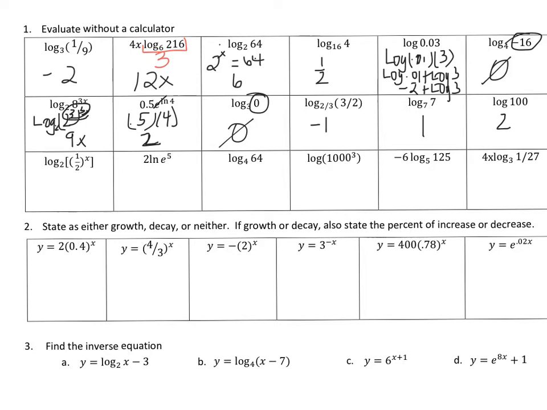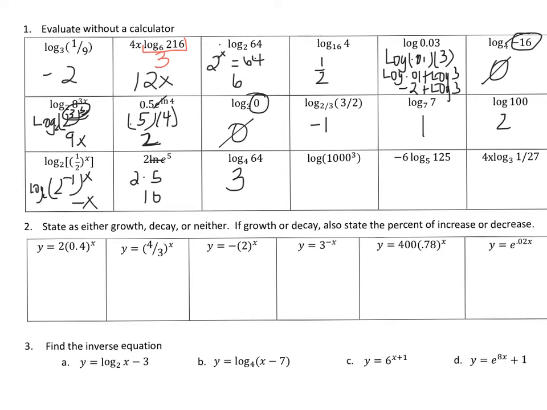Log 2 of 1/2 to the x, which would be 2 to the -1 to the x. Log 2 of that, and -x ends up being your final answer. ln e, again, those are inverses, so I get 2 times 5, which is 10. Log 4 of 64 is 3. 4 to the 3rd power is 64.